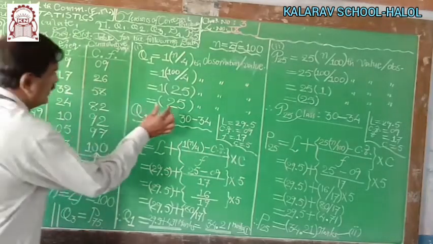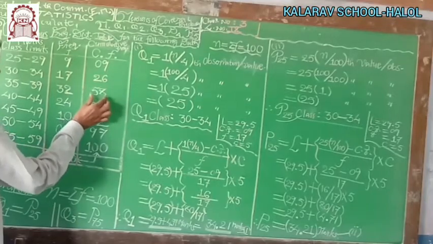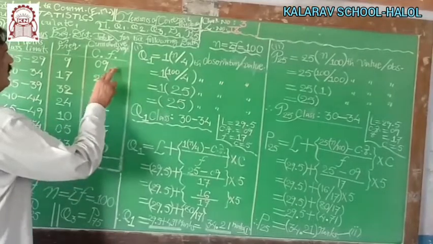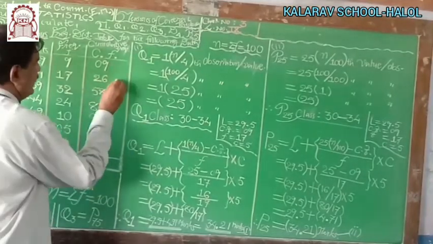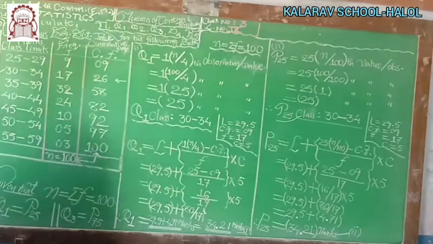This value we have to see in the column of CF: up to 9, up to 26, up to 58, up to 82 and so on. Therefore this 25 lies within 26, so this is the Q1 class. Therefore Q1 lies in the class 30 to 34.